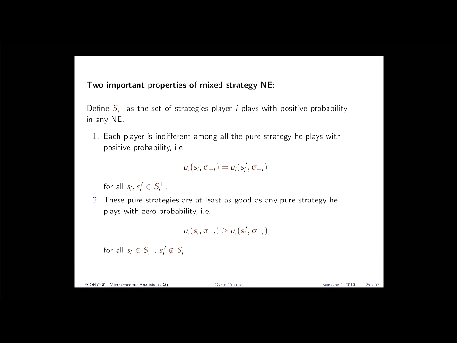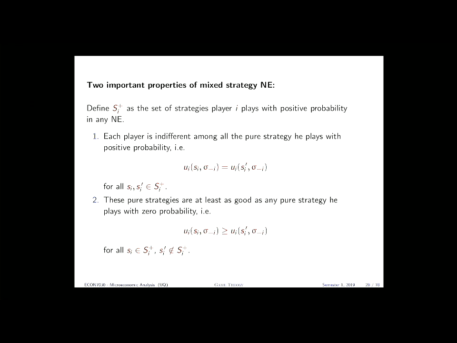This is not very relevant for our purpose, because in most of our cases, we don't have actions with zero probabilities. But if we have, for instance, a dominated strategy, then that should be played with zero probability. In that case, the payoff of the positive probability actions, which is S capital plus, has to be greater than the payoff of those which we give zero.